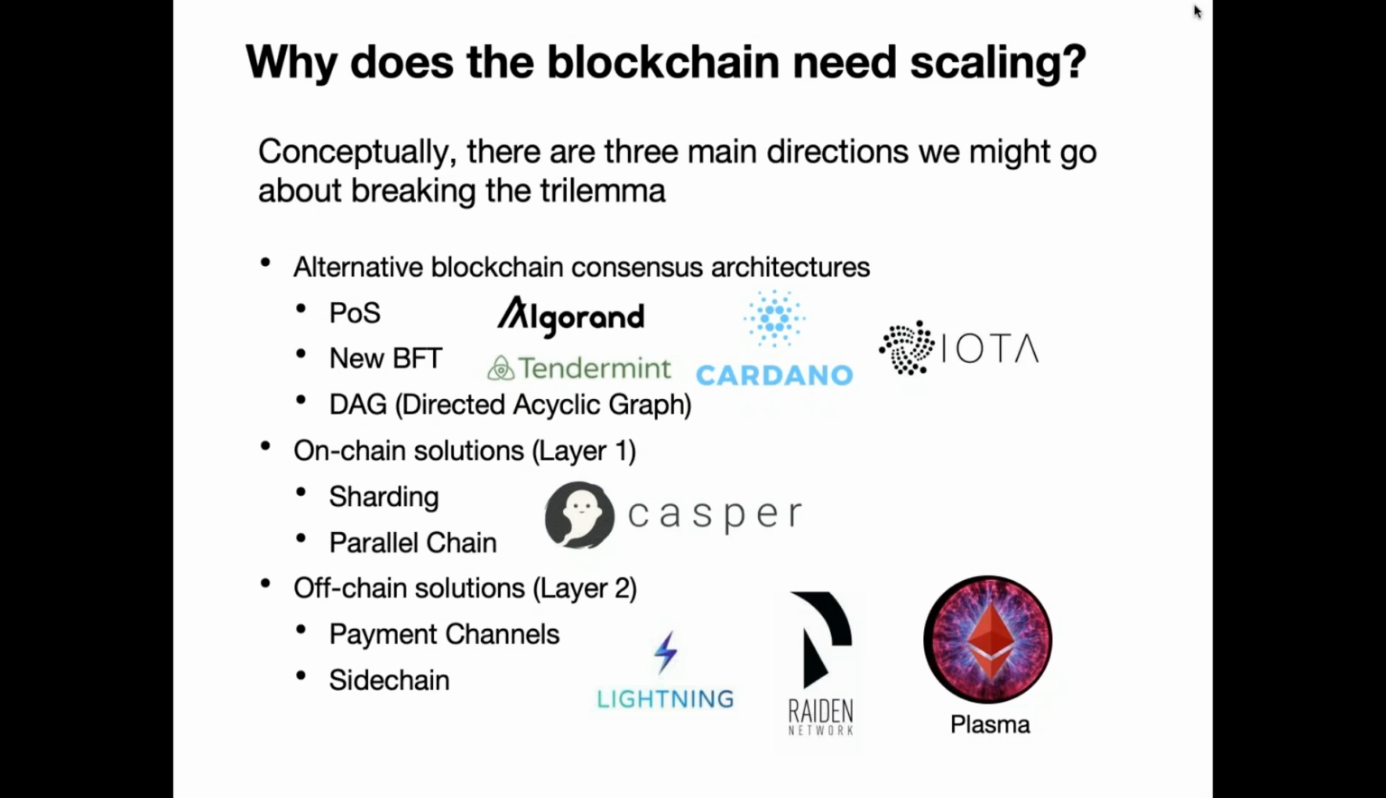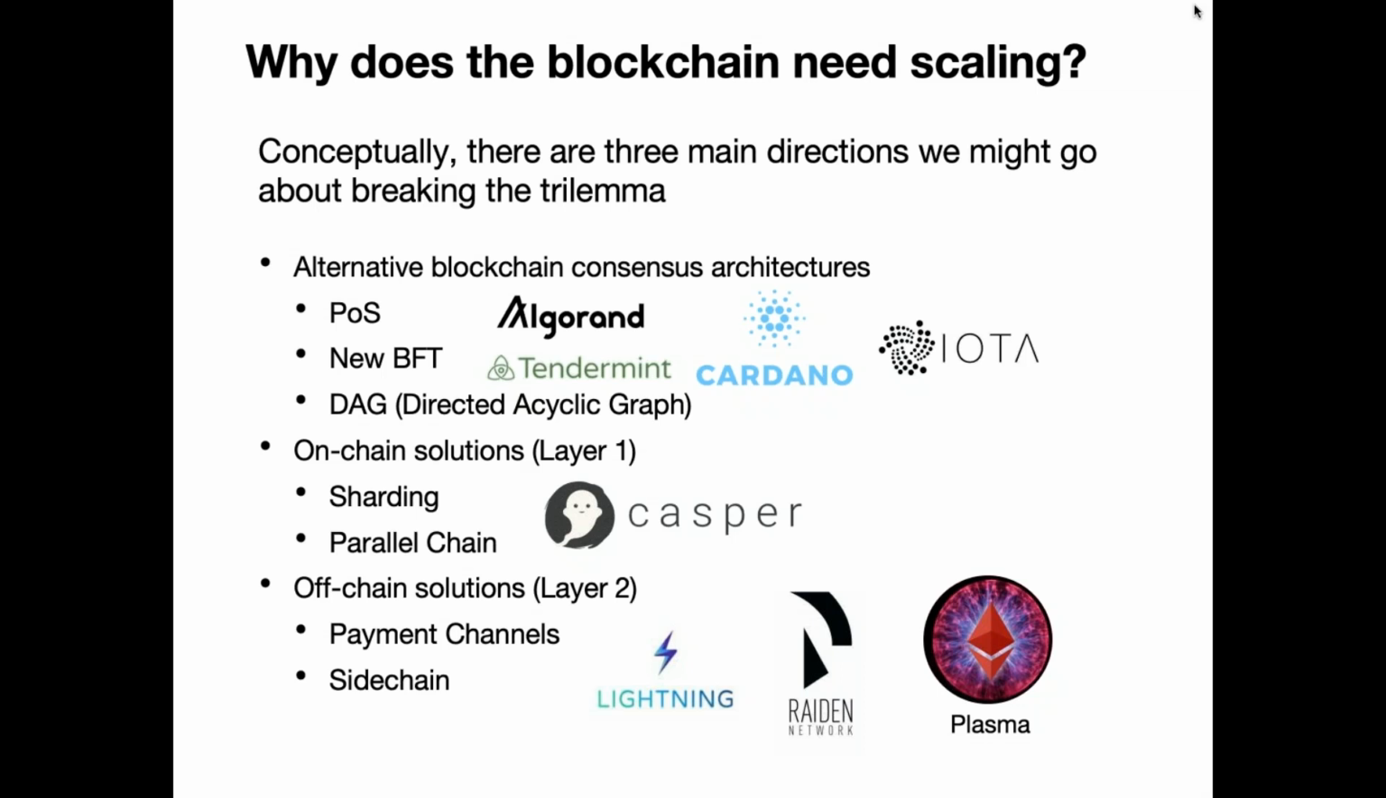Another example is parallel chain. This protocol produces multiple blocks at the same time instead of only one as in POW.